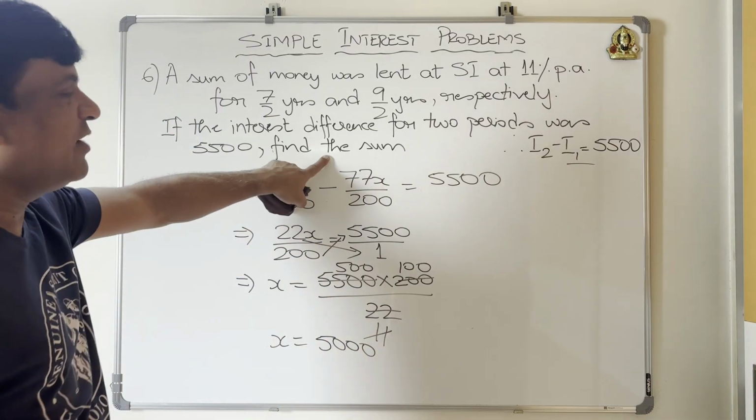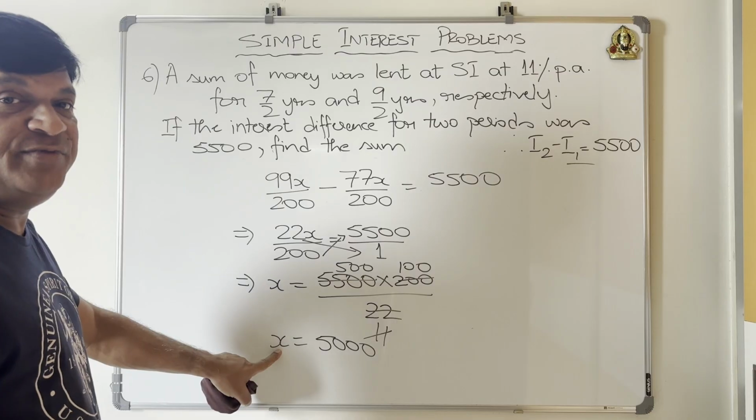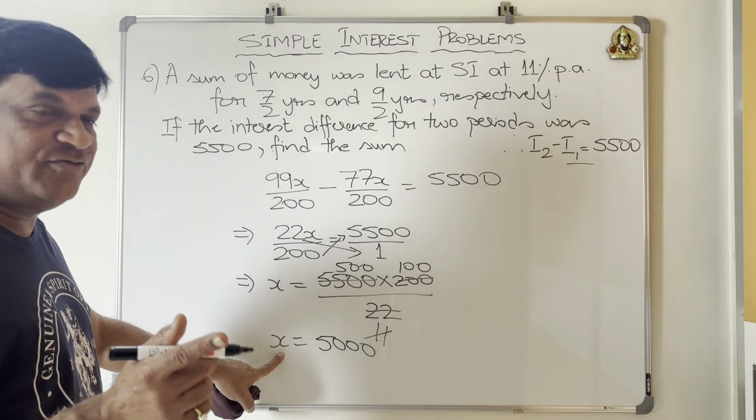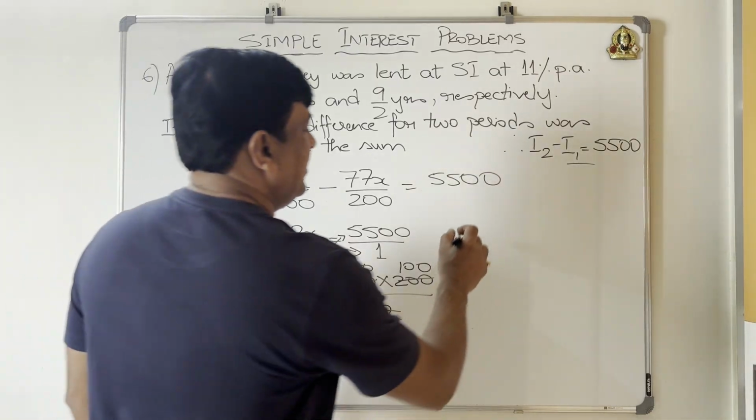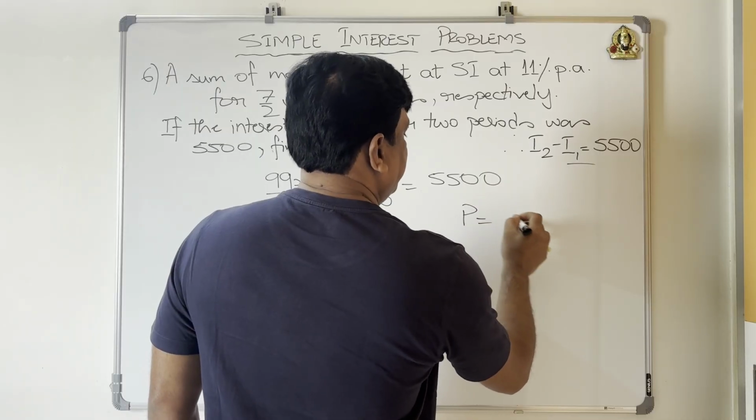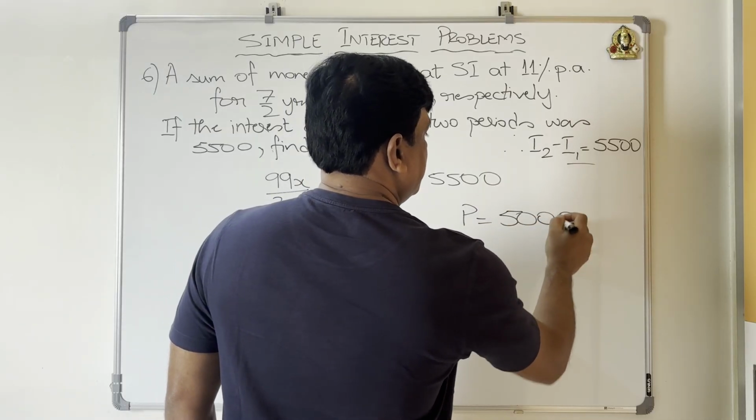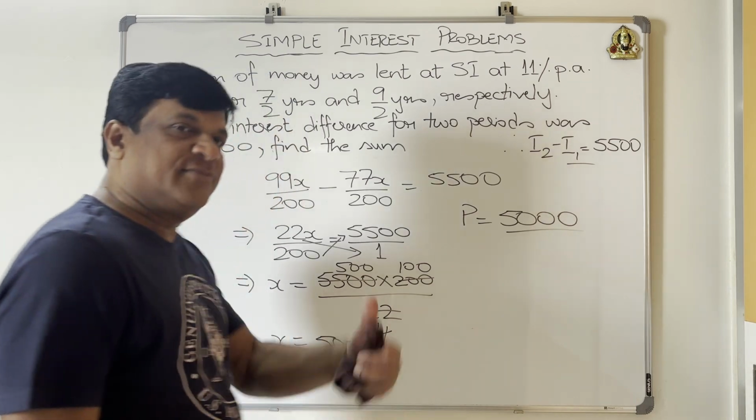So they asked you to calculate the sum, and we have assumed that the principal is x at the start of the problem. So your principal is 5,000. Got it? Great.